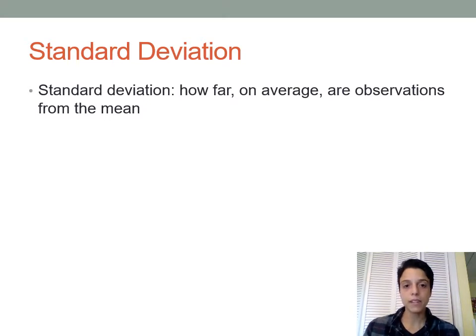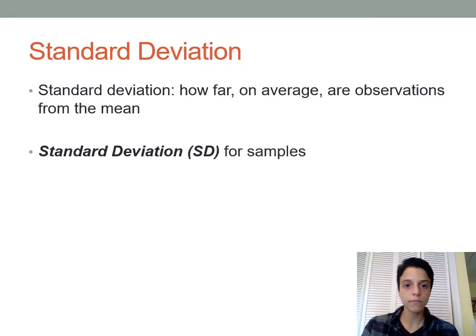And the bigger the standard deviation is, the more spread out the different observations are around the mean. The smaller your standard deviation is, the more tightly clumped together everything is around the mean.